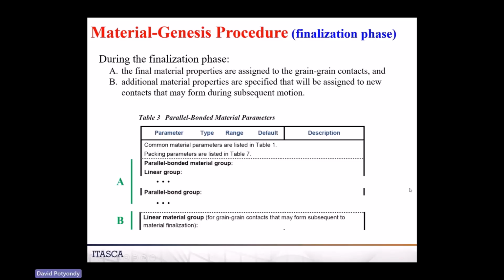So we talked about the packing phase. Now we're going to talk about the finalization phase. This is when, after the packing, we assign all the final properties. In addition, we not only specify the final properties like the bonding for everybody, but we also have to tell the system what to do with new contacts that are going to form. So all of that's going to be handled here.